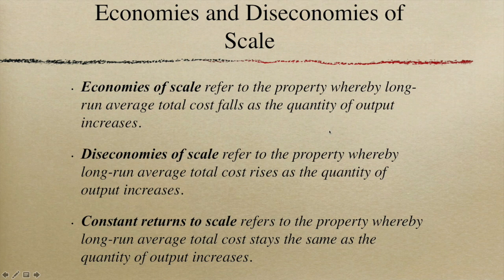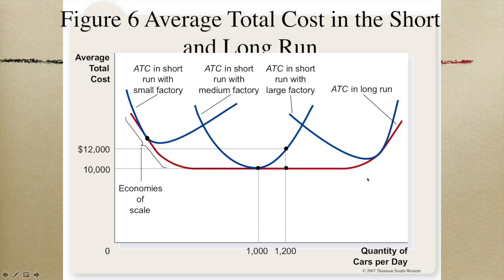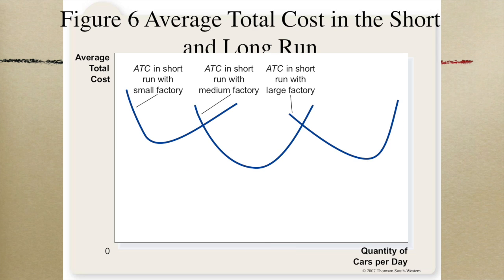And then diseconomies of scale is the property where long run average total costs rise even as quantity of output increases. That's going to be this upward sloping area where average total costs start increasing. Now, what you'll notice about this is all these short run average total cost curves also have economies of scale, a small section of constant returns to scale, and then diseconomies of scale.